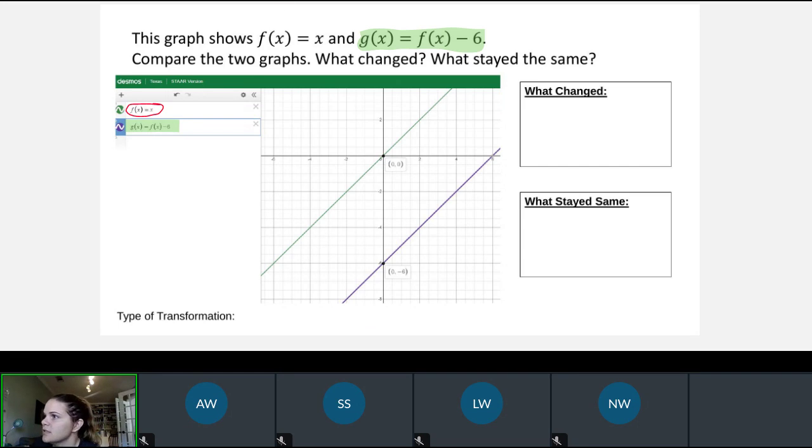So you can easily see that the y-intercept has changed. And what stayed the same is the slope, because these are parallel lines. So the slope stayed the same.